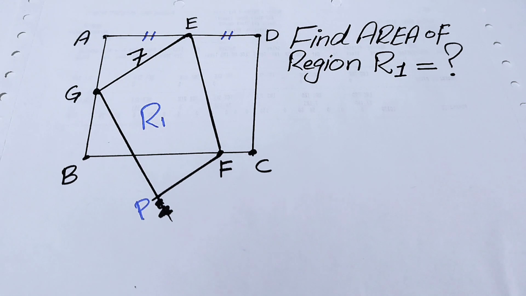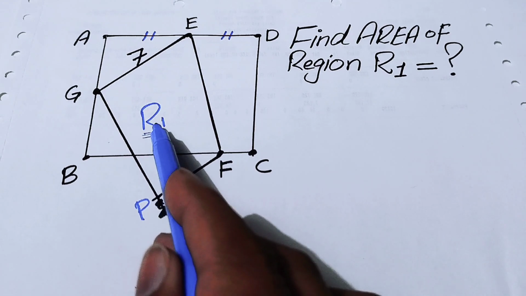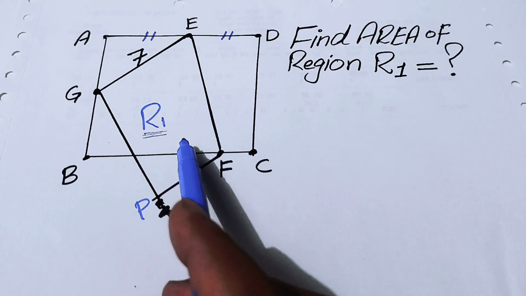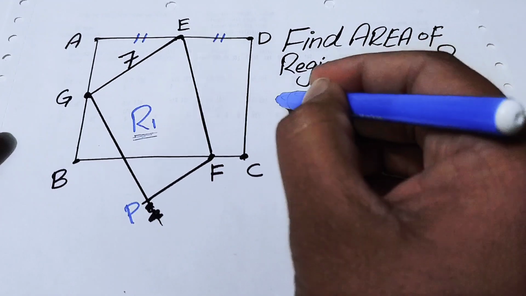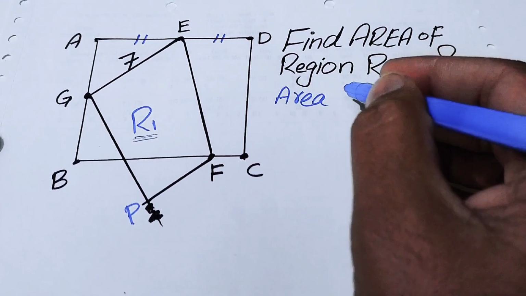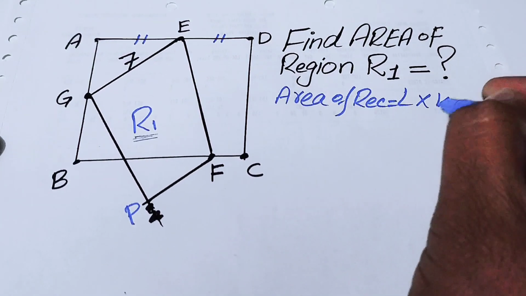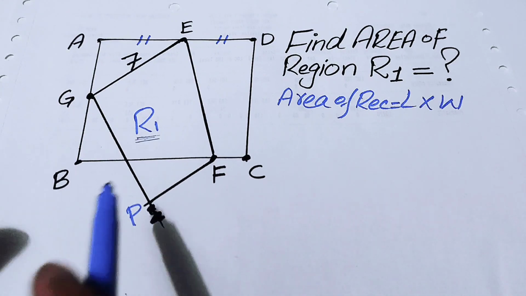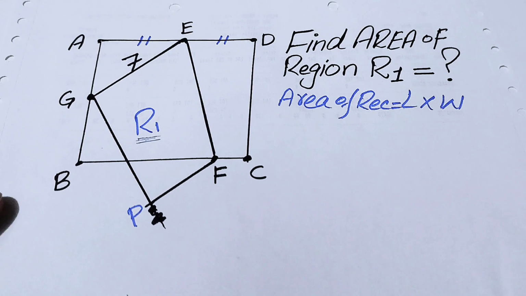Now we move toward finding the area of region 1. Here our question is that we will find the area of this region R1. Our region R1 looks like a rectangle, so you know the area of rectangle formula: area of rectangle equals length times width. So now we find the length and width of this rectangle, and we move towards the area of the rectangle.